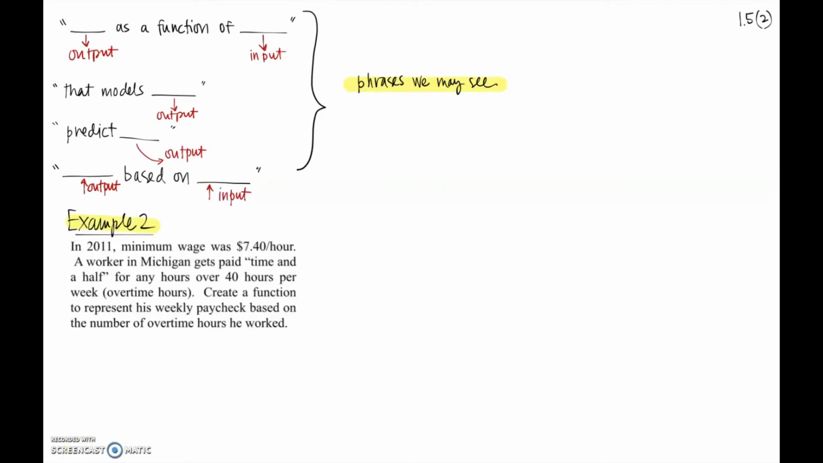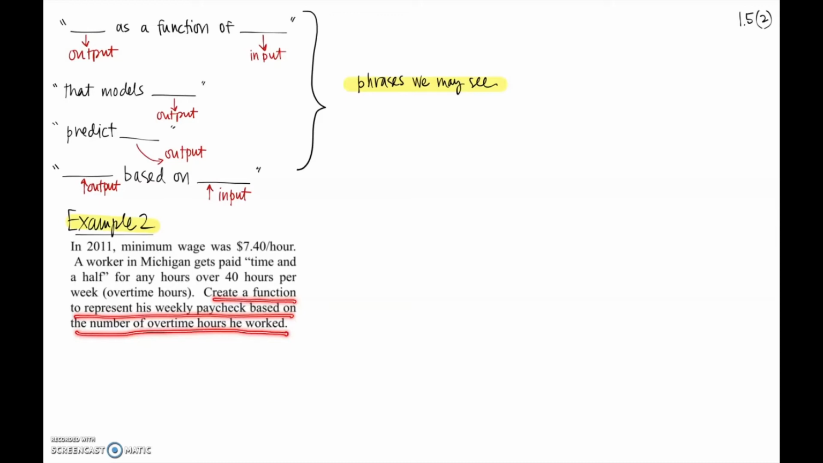Here's our next example. In 2011, minimum wage was $7.40 an hour. A worker in Michigan gets paid time and a half for any hours over 40 hours per week, or overtime hours. Create a function to represent his weekly paycheck based on the number of overtime hours he worked. Okay, so this time we don't need to just find one certain data point. We're asked to create the function.